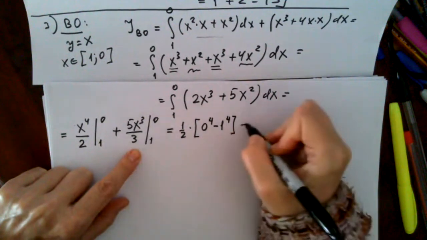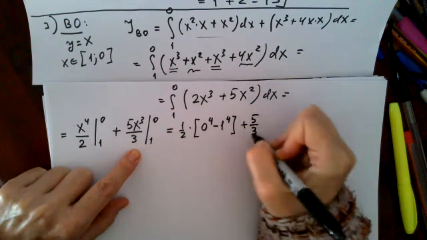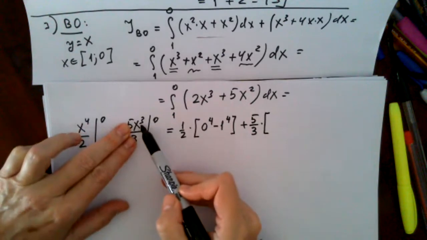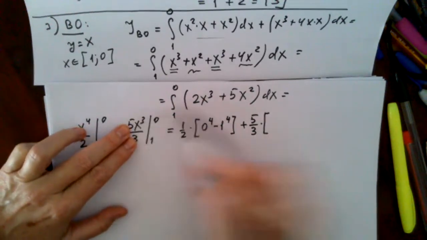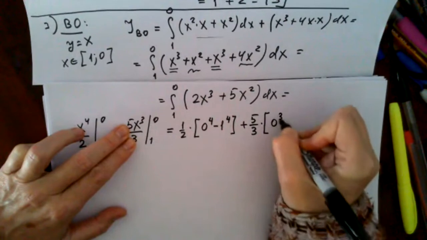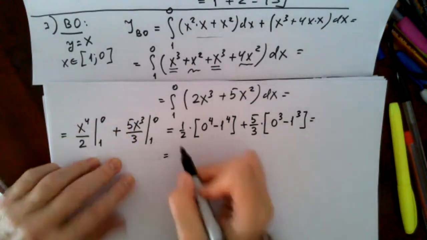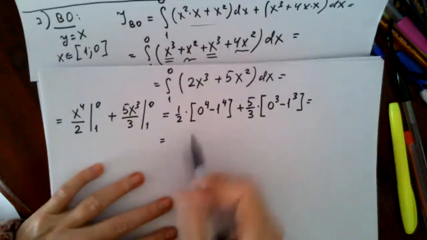What about the second term? Here we explicitly see common factor 5 over 3, which should be pulled out. And now you look at x cubed only. So it will be 0 cubed minus 1 cubed. If you write in so much detail, you will never make these careless, annoying mistakes.